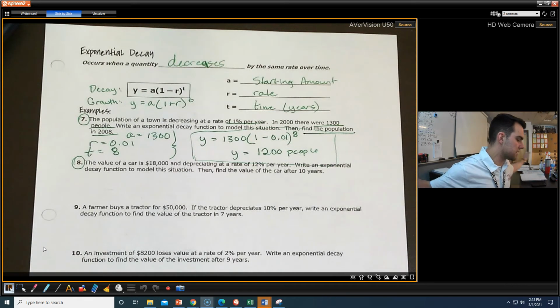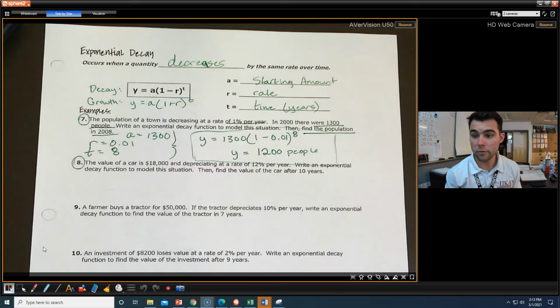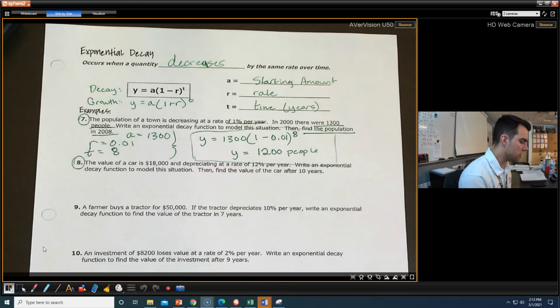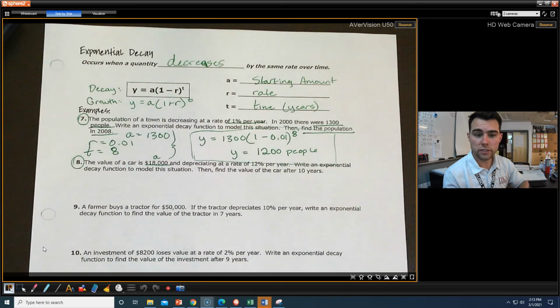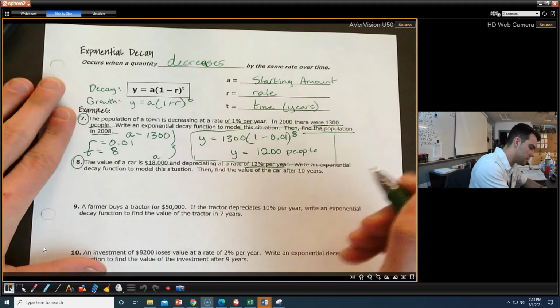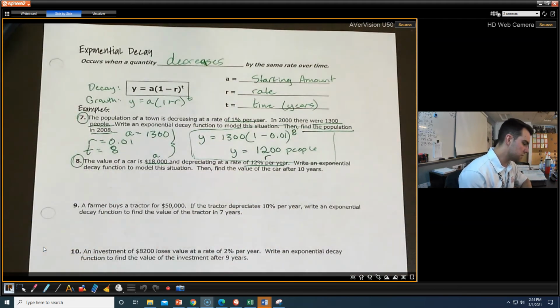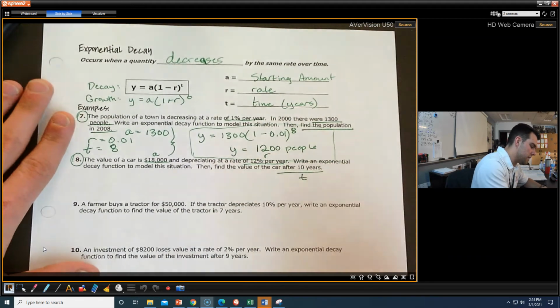Okay, and number 8, the value of a car. This is important too because you guys are going to be driving pretty soon. You're going to have to buy a car at some point in your life, so you might want to get an idea how this works. The value of a car is $18,000. That's our starting amount. And it's depreciating, which means it's decreasing in value, at a rate of 12% per year. There's our R. Write an exponential function, then find the value of the car after 10 years. There's our T right there.